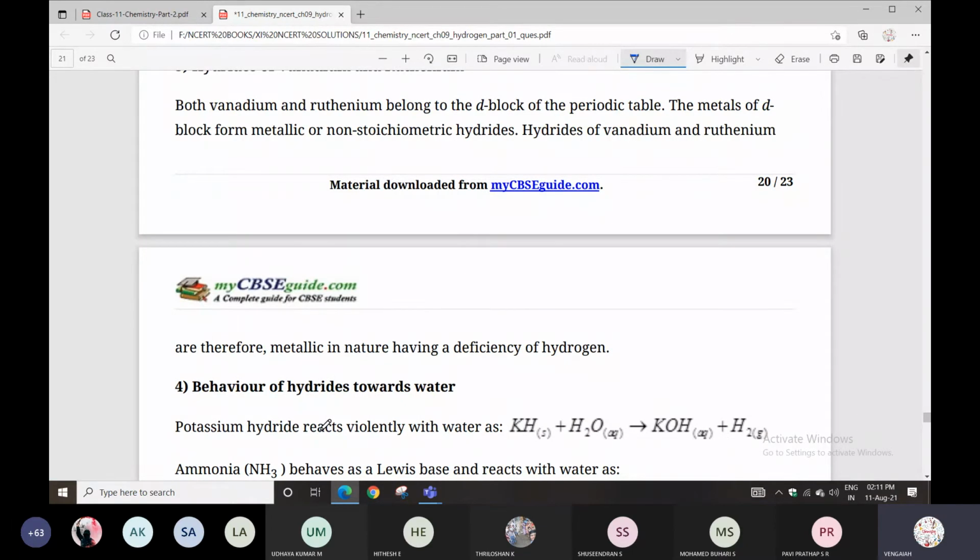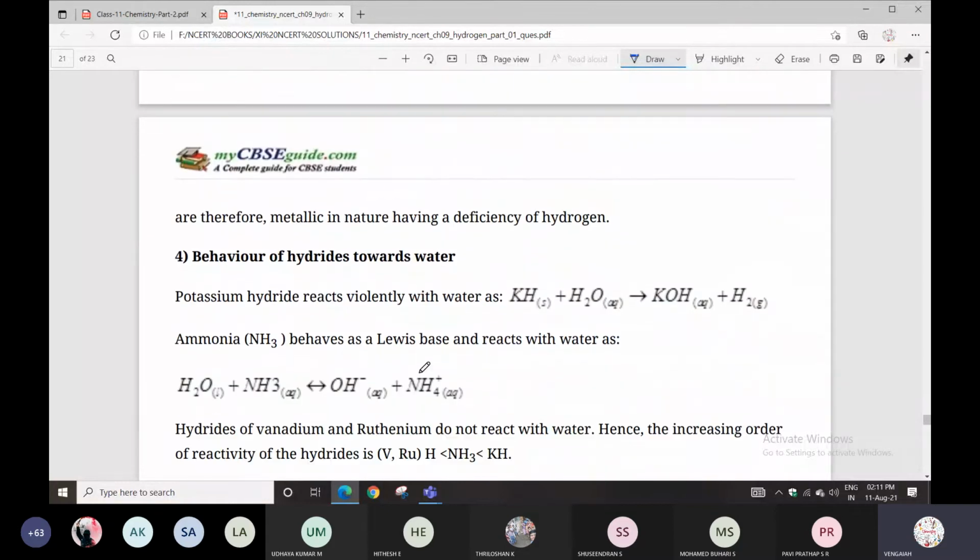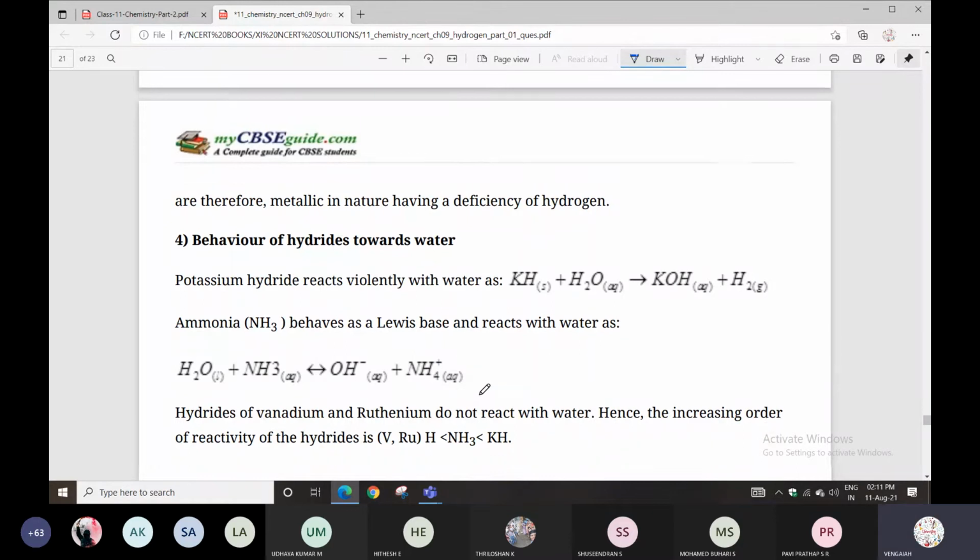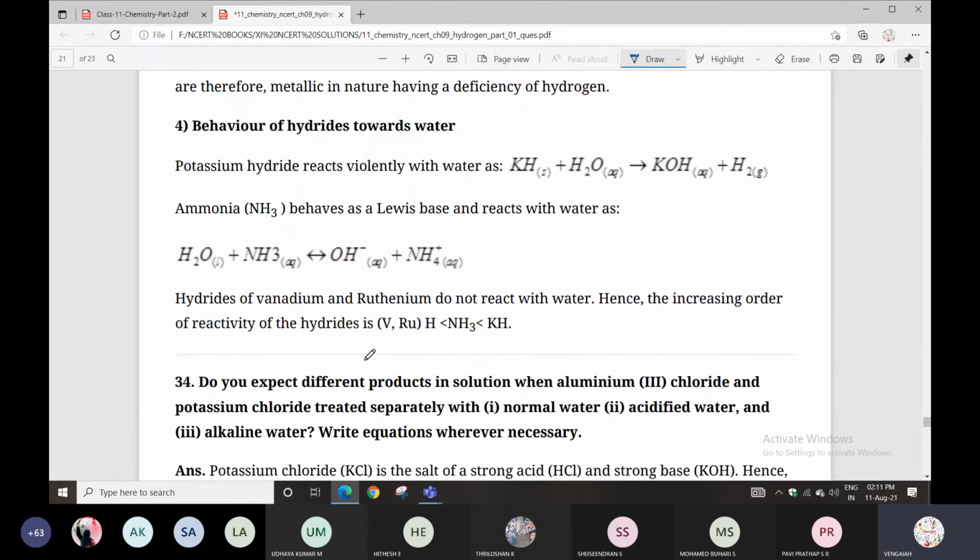Next one is the behavior of hydrides towards water. Potassium hydride reacts violently with water: KH plus H2O gives KOH plus H2. The covalent hydride, ammonia-like, also reacts with water, behaving as a Lewis base. Hydrides of vanadium and ruthenium do not react with water. Hence the order of reactivity of the hydrides is as provided.